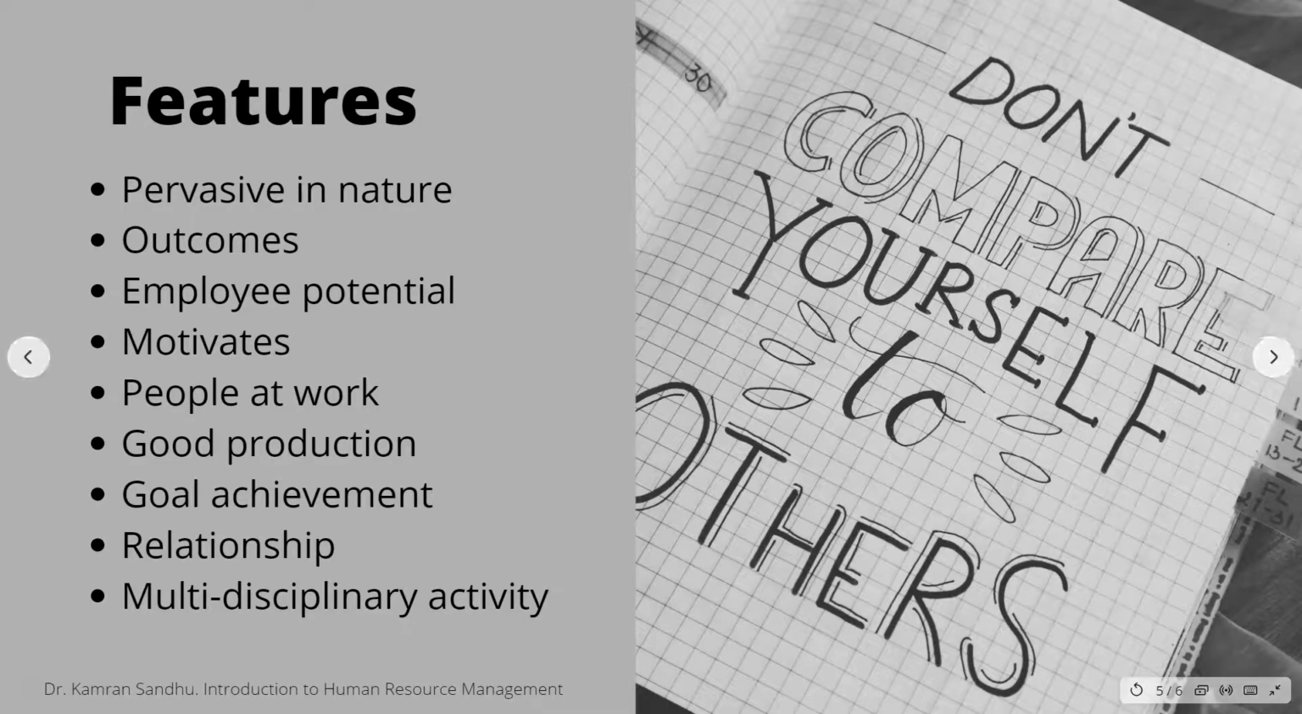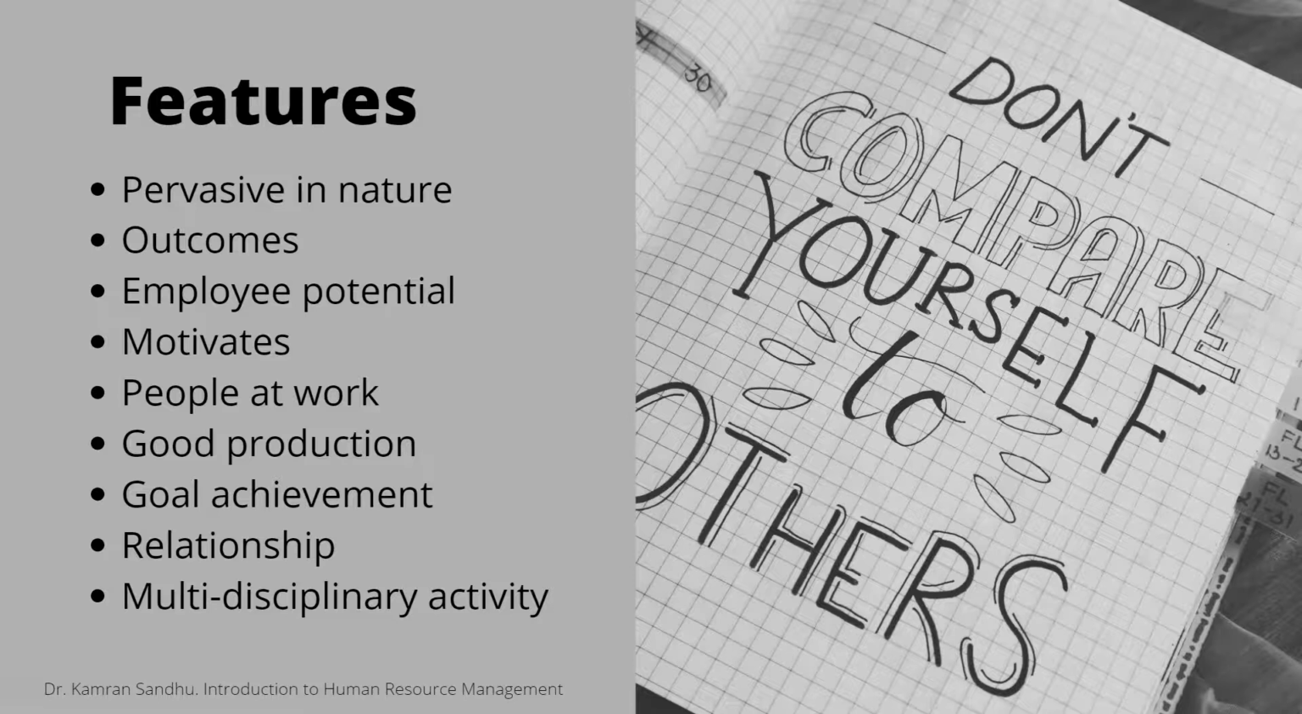Next, features of HRM. Number one, pervasive in nature. It means this feature is present in all factories. Number two, outcomes. Human resource management is focused on outcomes and not only on following the rules. So performance is key to success. Number three, employee potential. This helps the employees to develop and groom their skills so as to perform better in their life.